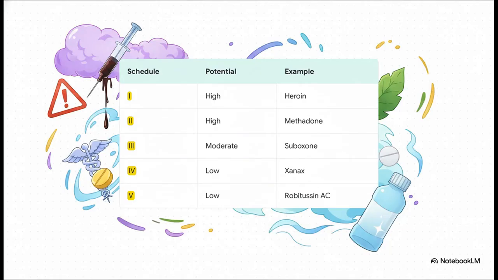As a nurse, you have to be familiar with the DEA's drug schedules. They classify drugs from Schedule I down to Schedule V. The rule of thumb is simple. The lower the number, the higher the potential for misuse.